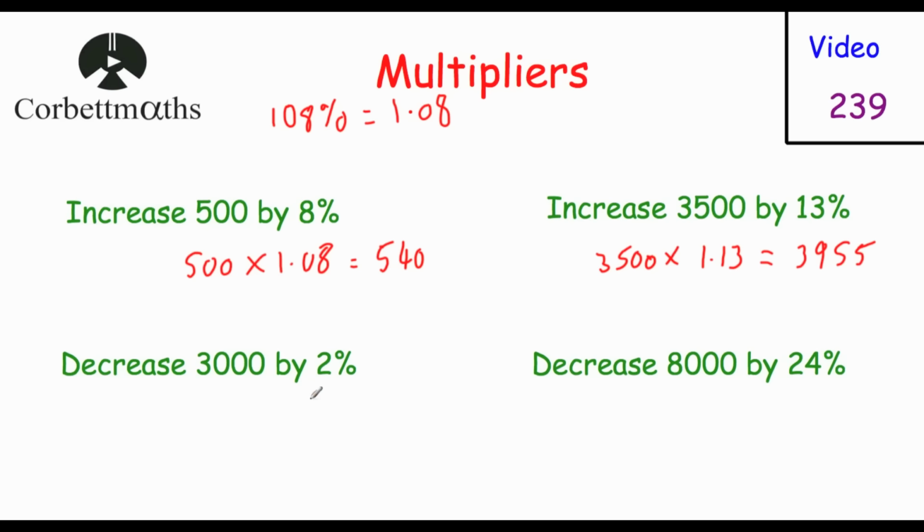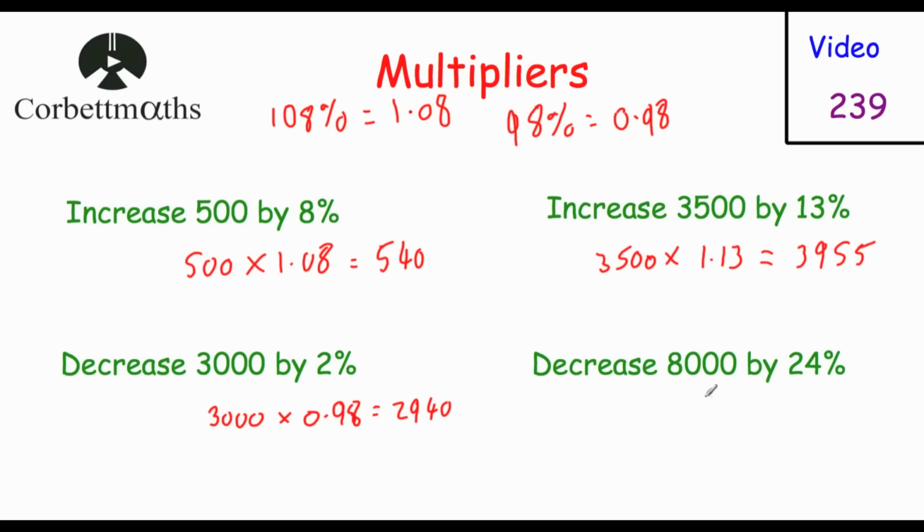Likewise, we can decrease using a multiplier. If we decrease something by 2%, we're left with 98% because we would have started with 100%, and decreasing by 2% leaves us with 98%. So as a multiplier, 98% is the same as 0.98, converting the percentage to a decimal. So we can just multiply 3,000 by 0.98, and that would tell us our answer right away. So 3,000 multiplied by 0.98 is equal to 2,940. So you can use a multiplier to decrease by a percentage as well.